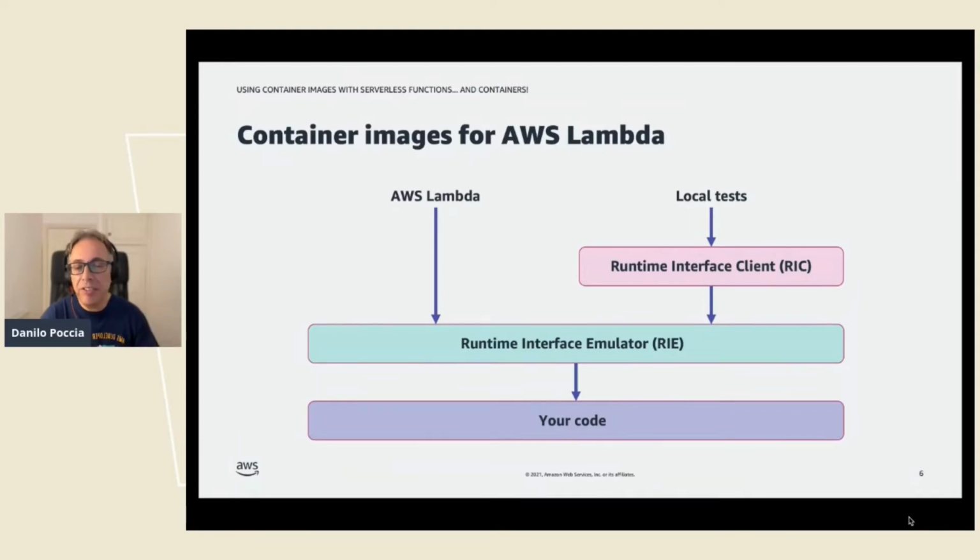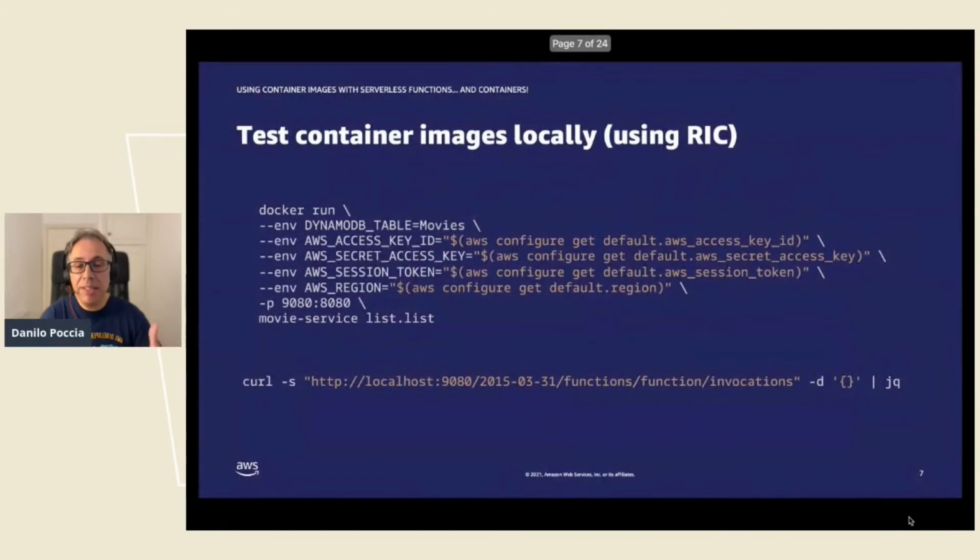The runtime interface client does not depend on the runtime you're using, so there is a single one. And again, you can install it if you want. We provide you the tools to install it on top of your custom image if you want, or it is automatically included in all of our base images. And our base images are available in Docker Hub and in the ECR public. I'll show you that in a little moment.